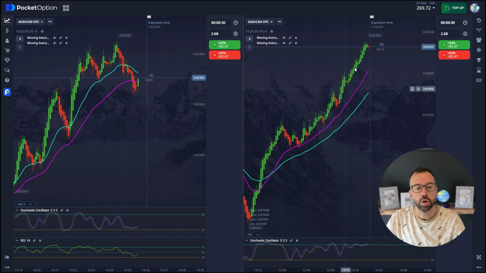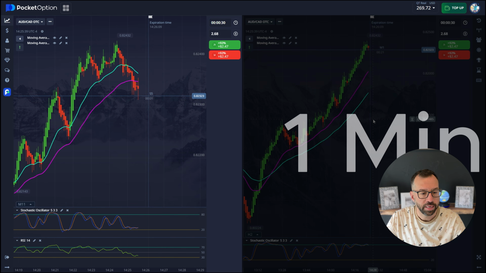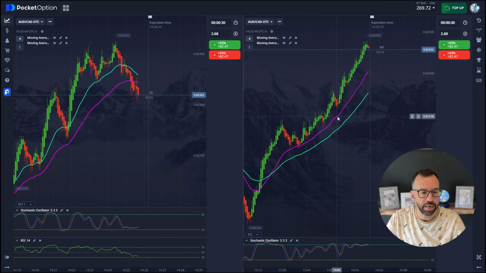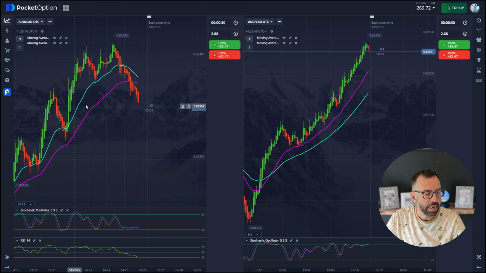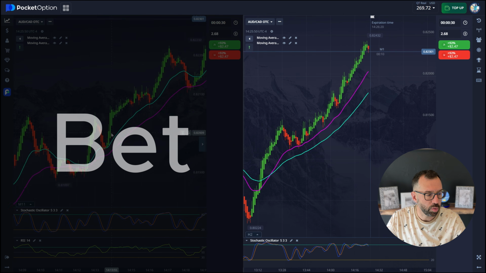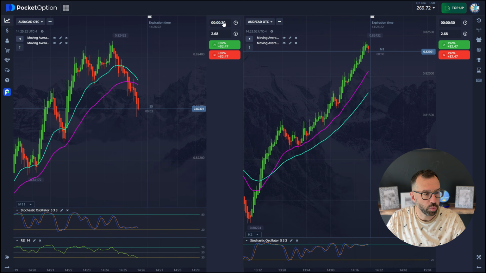So what I'm going to do is use this 1 minute chart on the right to give me a broader picture of the trend and what's happening. Then over on the left is what we're going to trade. We're going to bet 30 seconds or 1 minute.